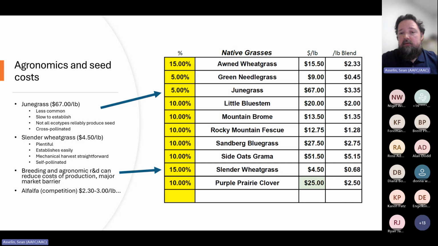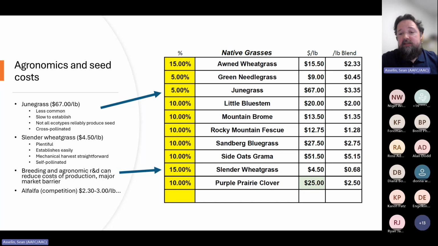And it requires those other individuals to properly set seed. So these are some of the biological factors that actually increase the price of June grass, because they affect the ability to produce seed on a consistent basis. So in this example, June grass is $67 a pound. This is contrasted with something like slender wheatgrass. Slender wheatgrass is largely considered to be the most domesticated or easy to manage of our native grasses. It's about $4.50 per pound.